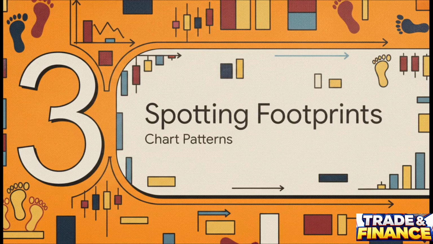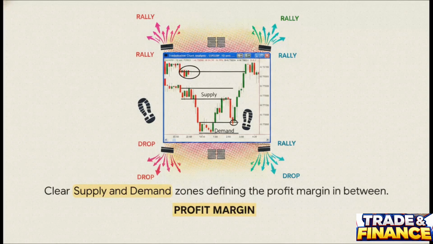Which brings us to Section 3. Spotting institutional footprints on the chart. When we look at the price action here, check out the drop base rally at the bottom, creating our demand zone, and the rally base drop up top, forming our supply zone.